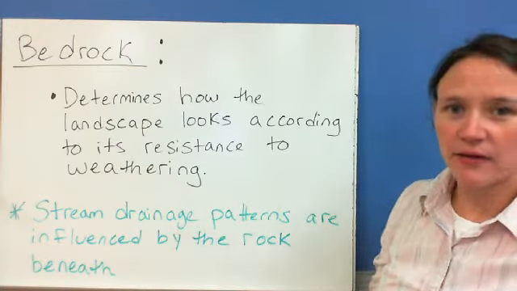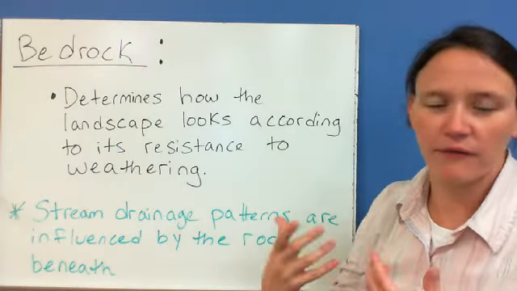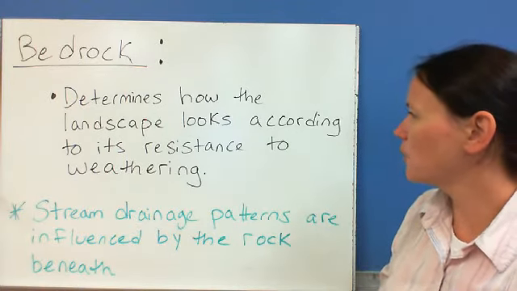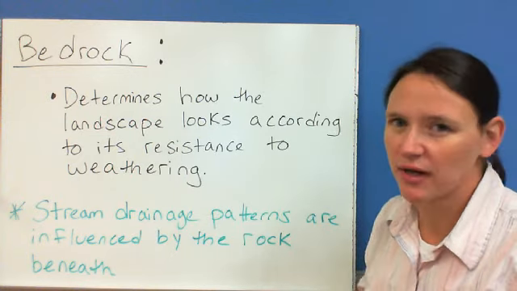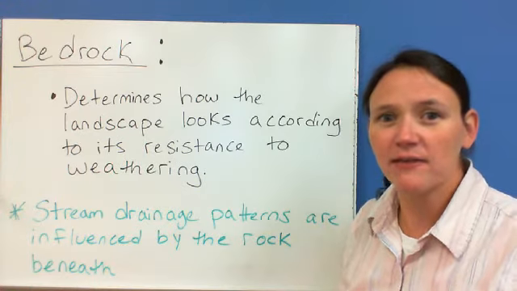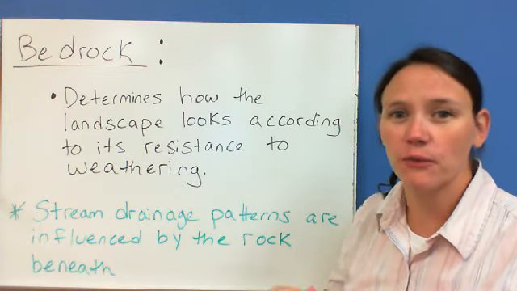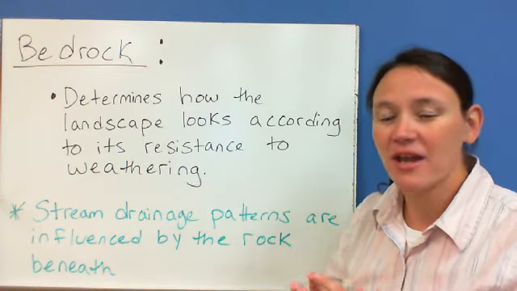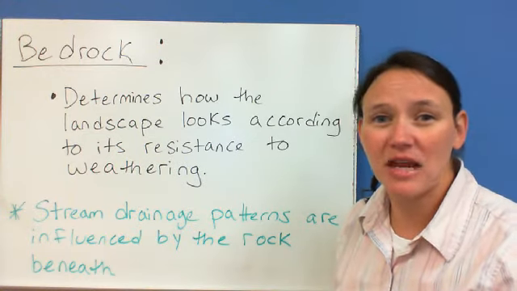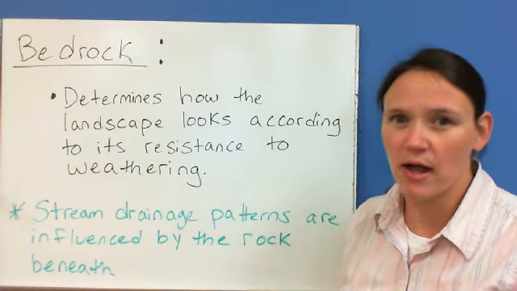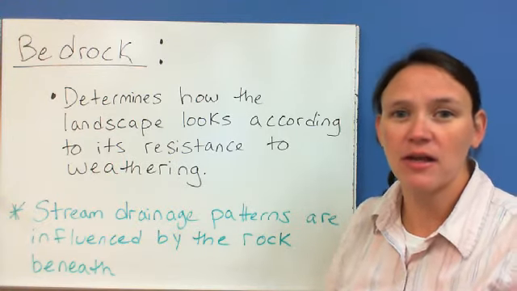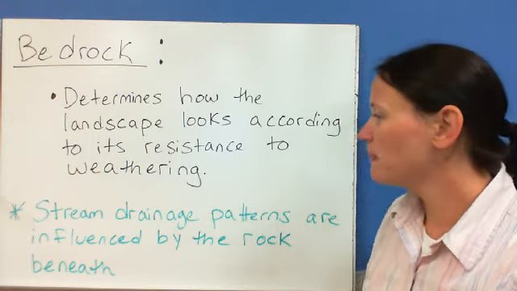The bedrock, we said, is another thing that affects the landscape. It determines how the landscape looks according to its resistance to weathering. If you have a rock that is very strong and doesn't weather easily, it's going to stay there longer. So if you think about a mountain range, if it's made of a very hard or resistant rock, it's going to stay there and its shape isn't going to change a whole lot, versus a landscape with very soft rock and soft minerals in it that's going to wear down quite a bit.